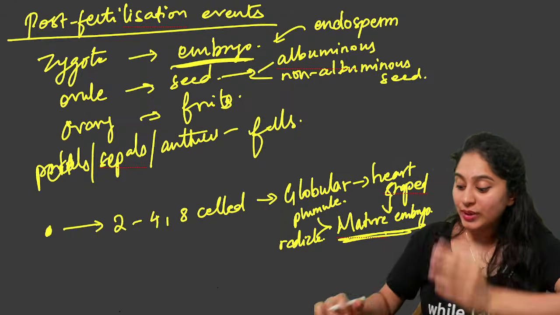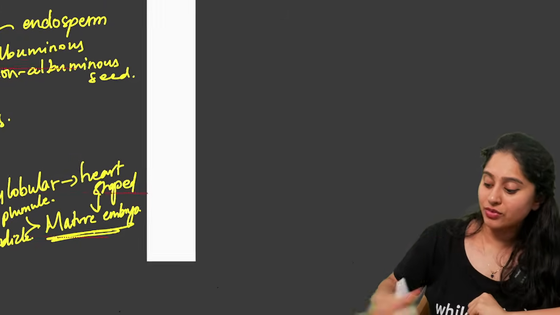So then what happens is, after this we will have the growth. Now once it finds the right space, once it finds the right conditions, the plumule will generate into the shoot, the radicle will generate into the roots. Okay, is that clear, everybody?